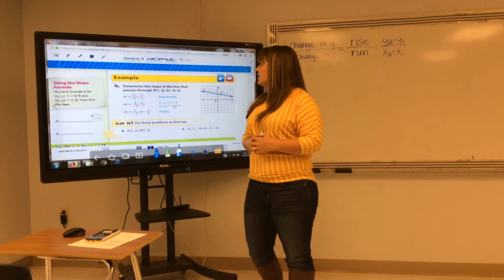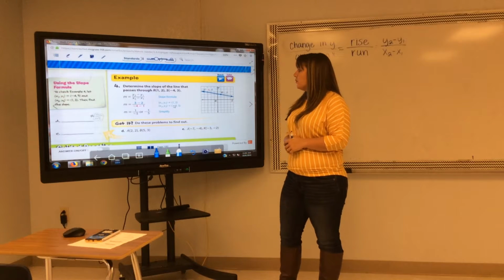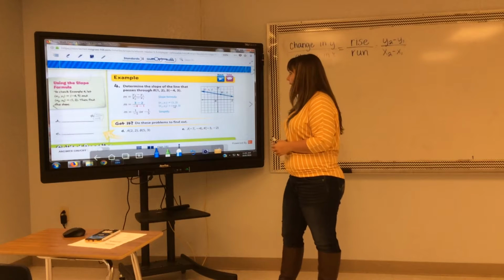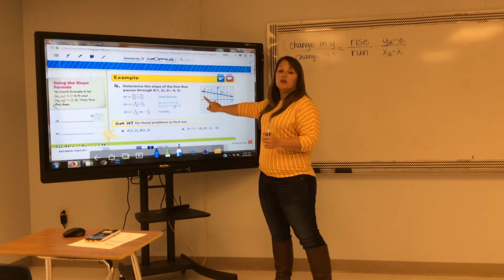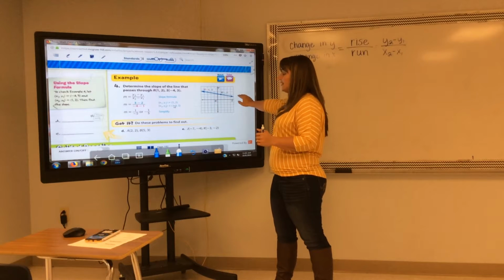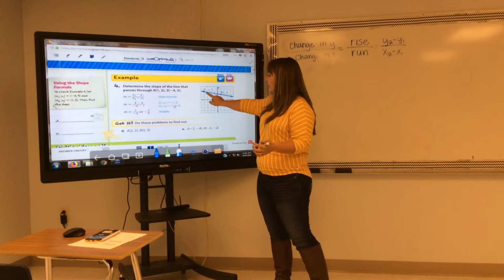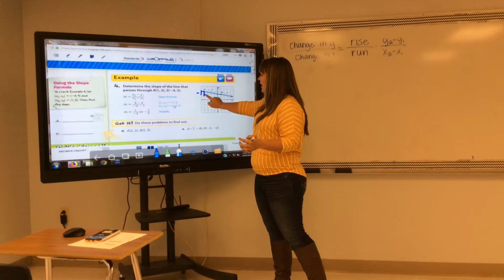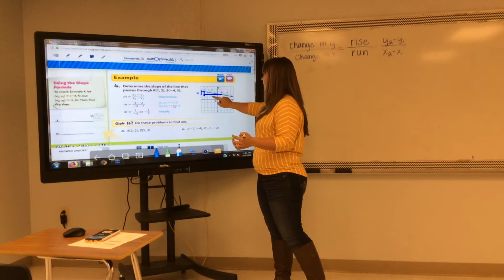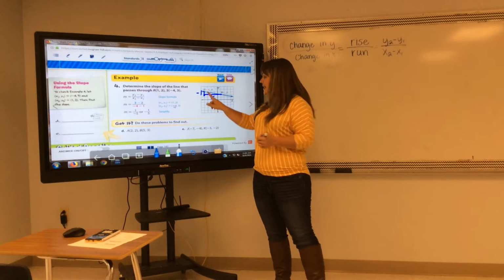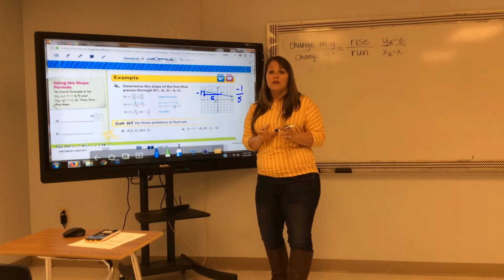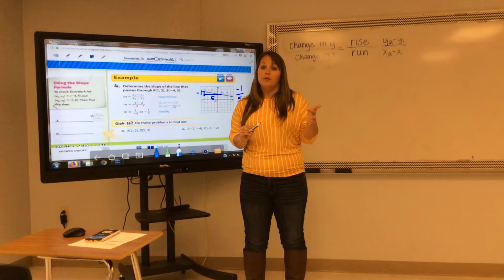Here it says determine the slope of the line that passes through (1, 2) and (-4, 3). I understand that you could come over here and do your rise over your run. I've noticed this is a negative slope, so I know my answer should be negative. I've gone down 1 and I've gone over 1, 2, 3, 4, 5. So my slope should be negative 1 over 5. That is exactly what we just got done doing in the examples before.